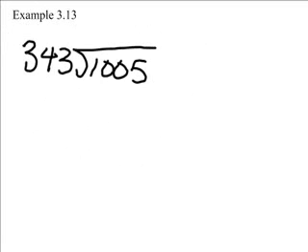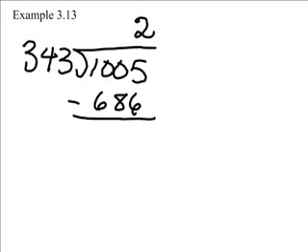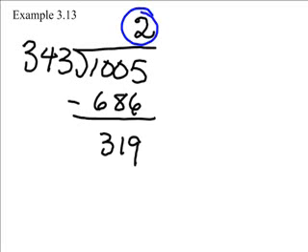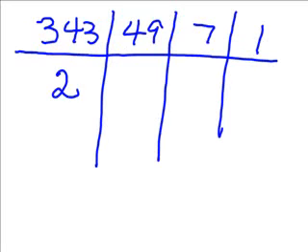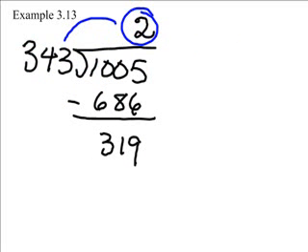343 divides into 1005 two times. If I multiply and subtract, I get a remainder of 319. But again, what we want to take note of is that there are two 343s inside of our number. So we're going to put a 2 in the 343's place.